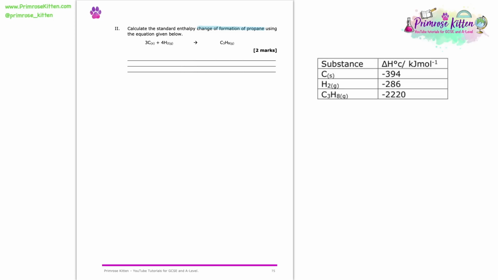It's irrelevant what they ask in the question. All that matters is what data they've given you. And here you can see they have given you the standard enthalpy changes of combustion. So that means that we have to do the Hess cycle for combustion. So let's draw this out then. We have 3C plus 4H2 makes C3H8, and via complete combustion we'll end up making carbon dioxide and water.